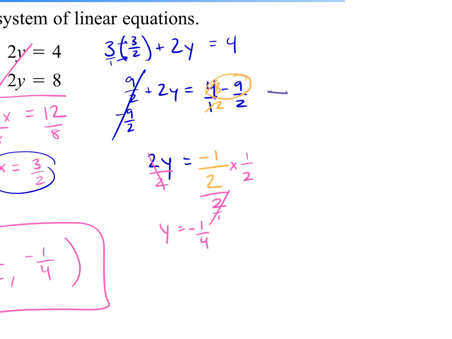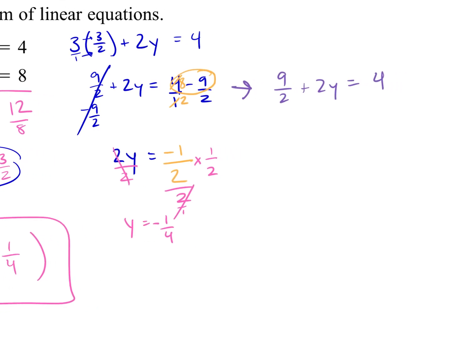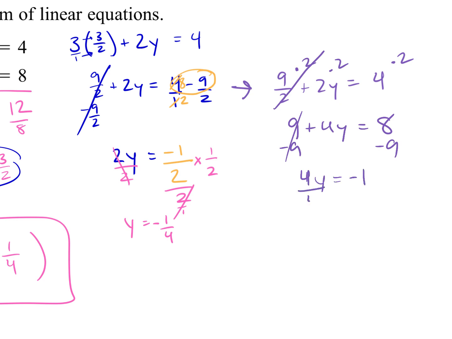So one way we could do it from here, I had 9 over 2 plus 2y is equal to 4. What's one way that we can get rid of fractions in our equation? Multiply everything by 2. So the fraction part cancels here, so I have 9 plus 4y is equal to 8. Then what can I do? Subtract 9. So I have 4y is equal to negative 1, and then what? Divide by 4. So y is equal to negative 1/4.